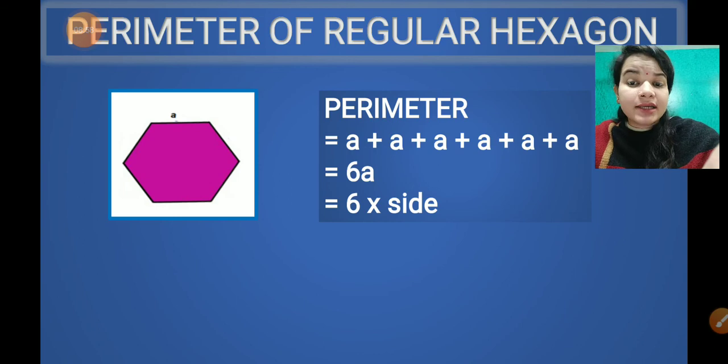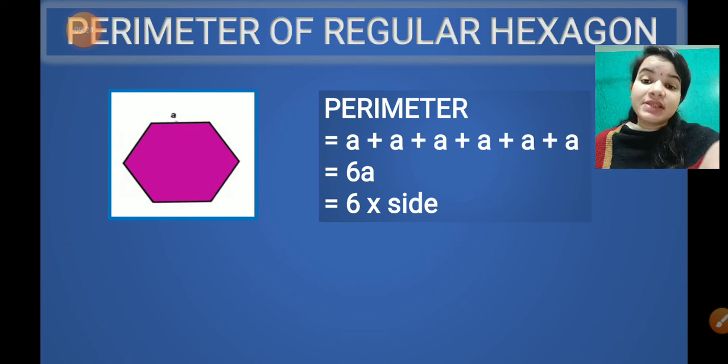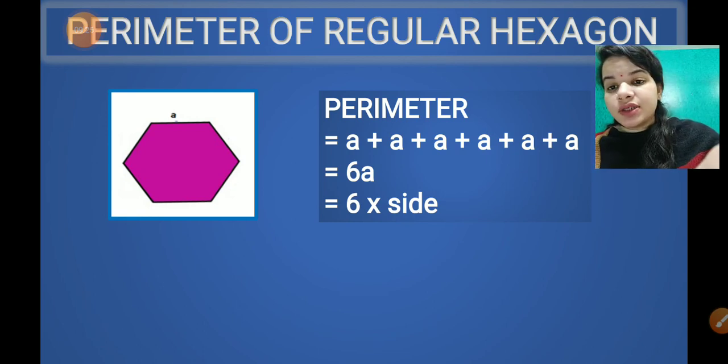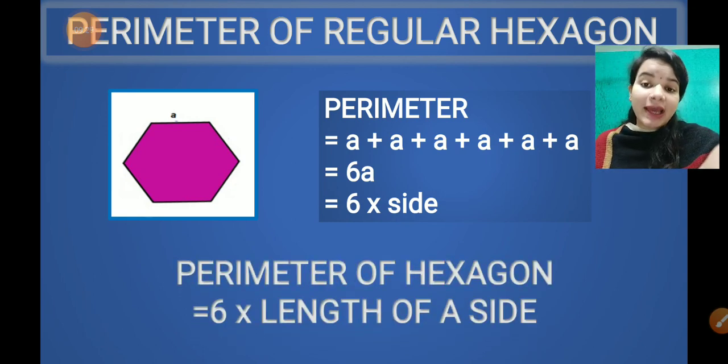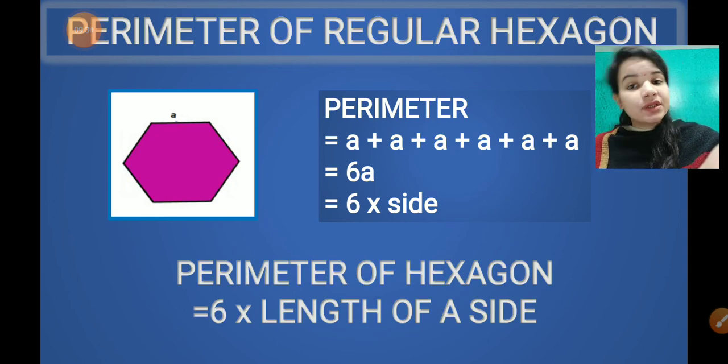A hexagon has 6 equal sides. Pent means 5, hex stands for 6. So it has 6 equal sides. Suppose if the side is equal to A. So for finding the perimeter, you will add A 6 times. On adding, you will get 6A, or you can say it as 6 into side, right? So in this way the perimeter of a regular hexagon comes out to be 6 into length of a side.